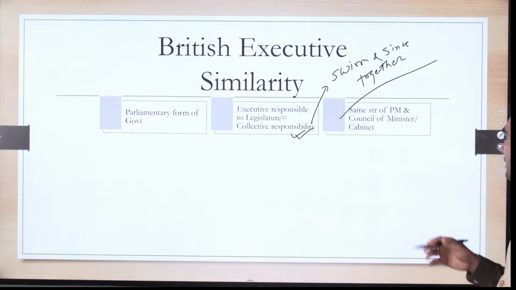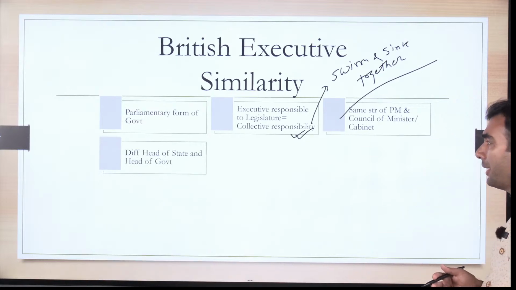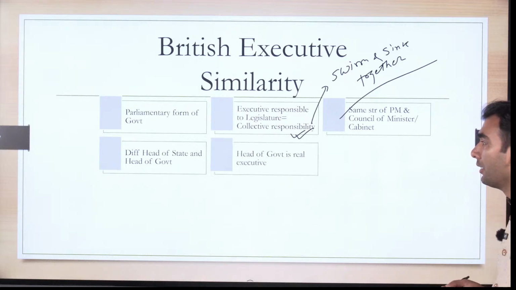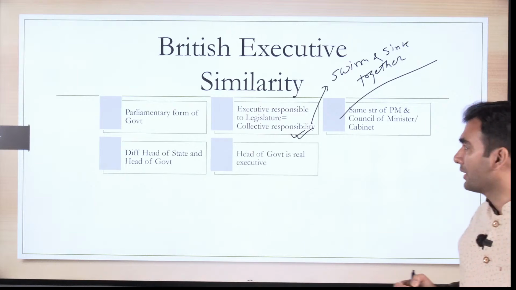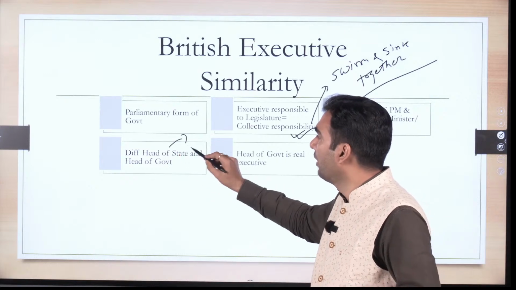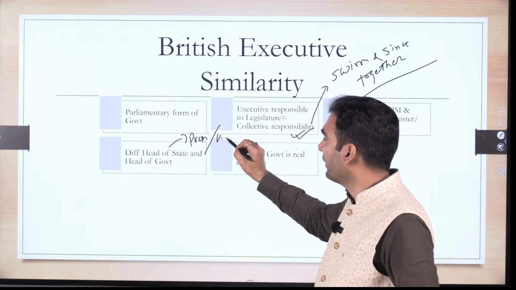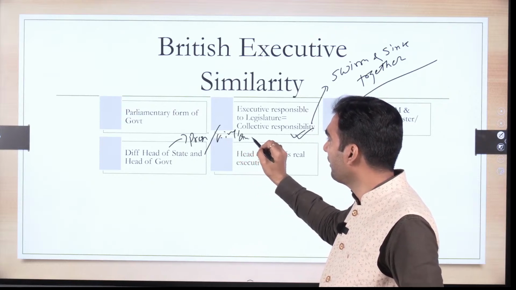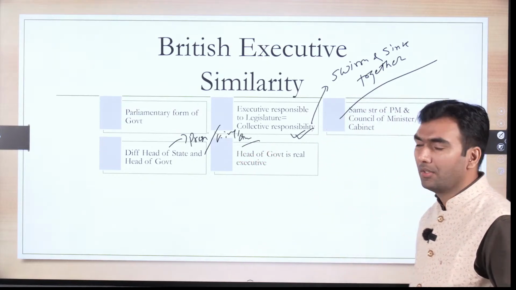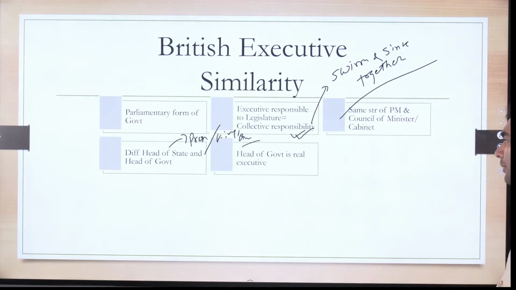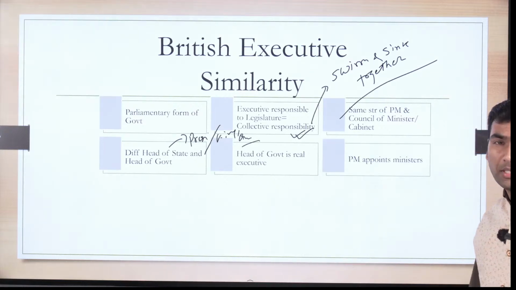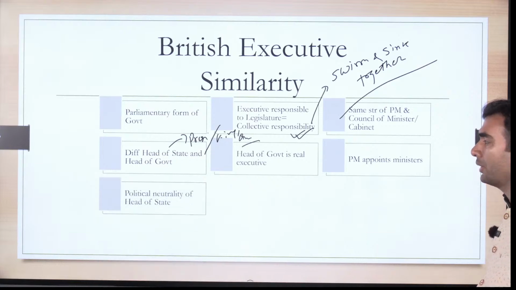Next is same structure of prime minister, council of minister, cabinet, but different head of state and head of the government. Like in India, head of a state is president. In their case, it is king or queen. So this is something that we will write in differences. But yes, both are different. Head of government is the real executive, head of state is the nominal executive. Prime minister appoints the ministers.